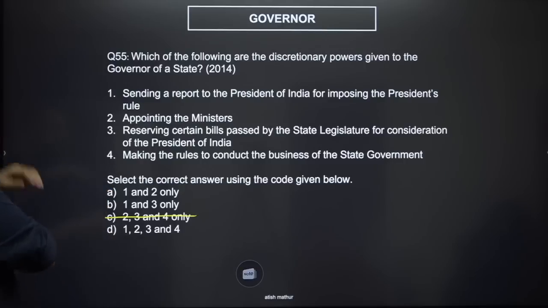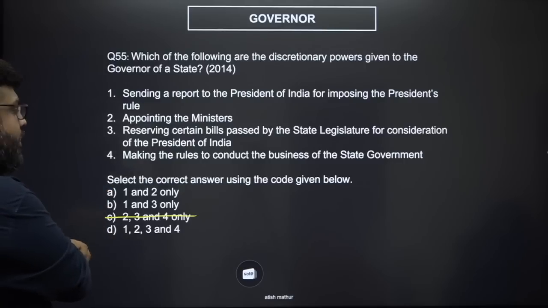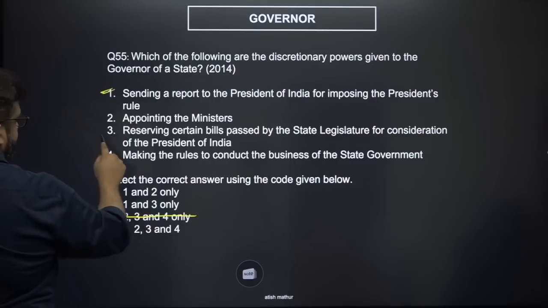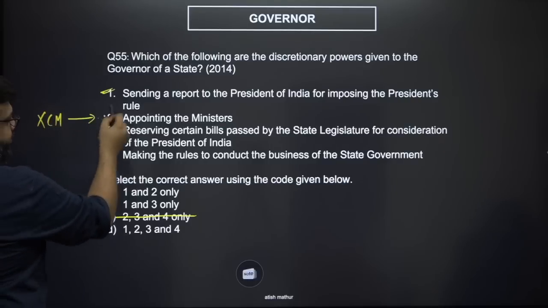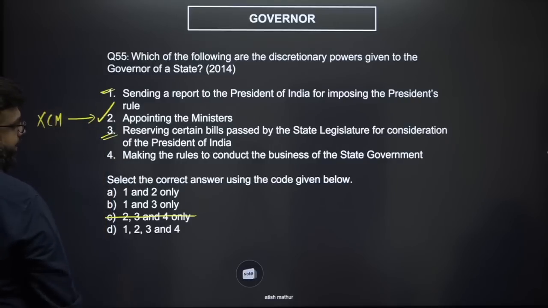Making the rules to conduct the business of the state government, right? Now, discretion means you don't have to listen to the ministers. Now, does the governor not have to listen to the CM while appointing other ministers? Of course you have to, so it's not a discretionary power.